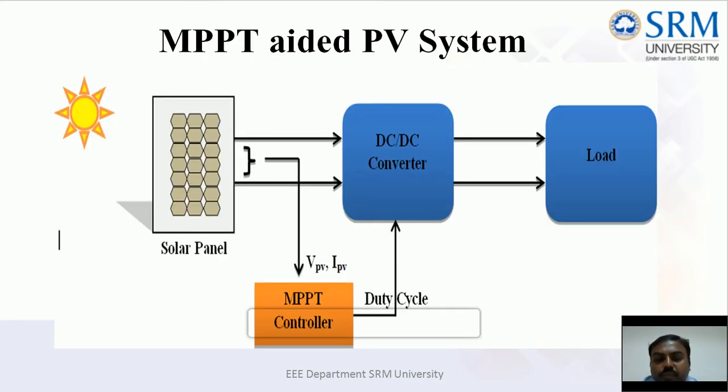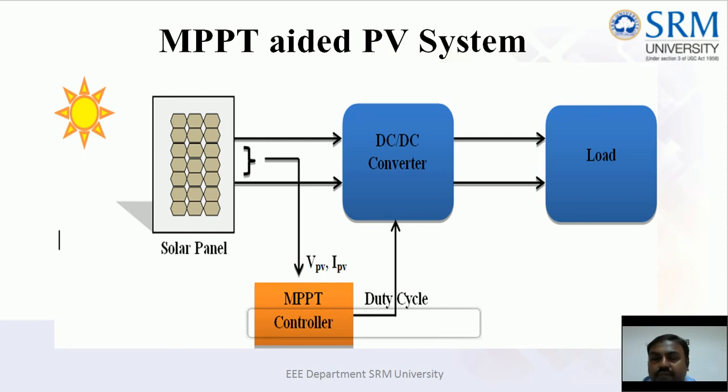So this is a typical block diagram of an MPPT aided PV system. We have a solar panel. We may have an MPPT controller block. We may have a DC-DC converter, and we can have a load. As I have already told, the DC-DC converter can be a buck converter, boost converter, or buck-boost converter. That selection depends upon the load and source voltages.